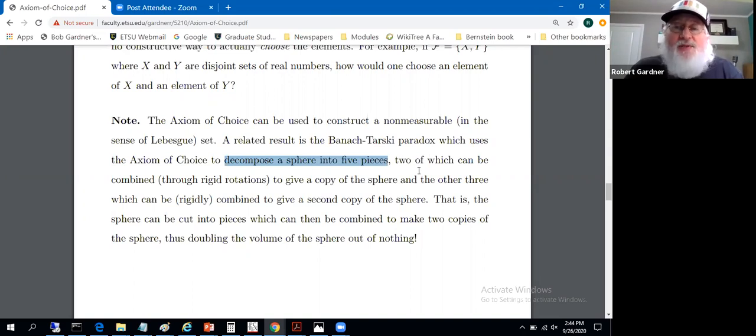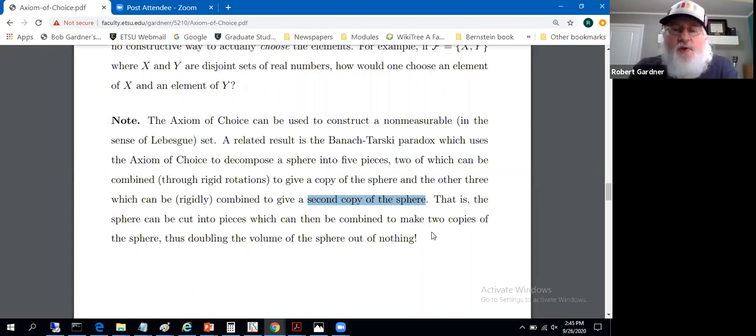But it's possible to take 2 of those pieces, through rigid rotations and rigid translations, glue them together, and get a copy of the whole sphere. The other 3 pieces, you can rigidly rotate, translate, glue them together, and get a second copy of the sphere. So what you've done is you've taken a sphere of radius 1 and broken it into pieces rigidly. You didn't stretch anything. That's what I mean by rigid rotations, rigid translations. You didn't stretch it at all.